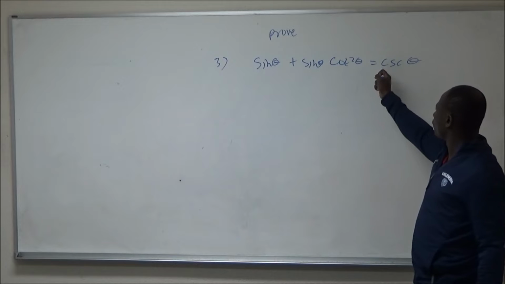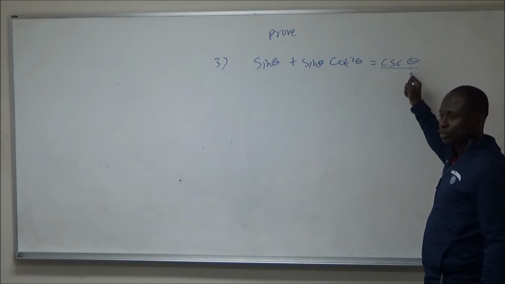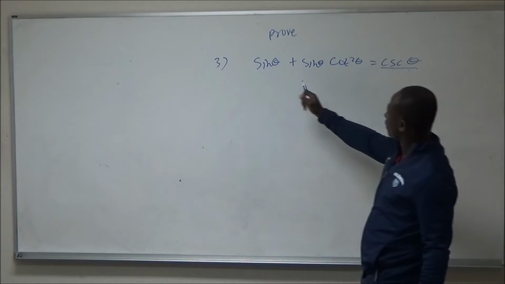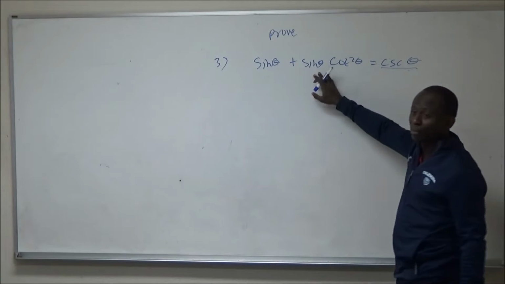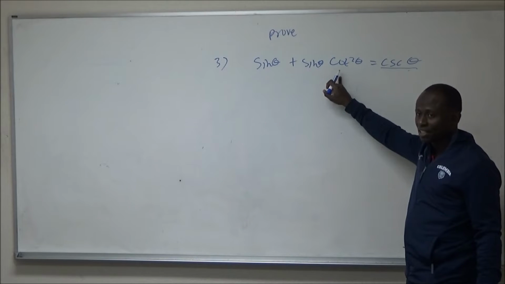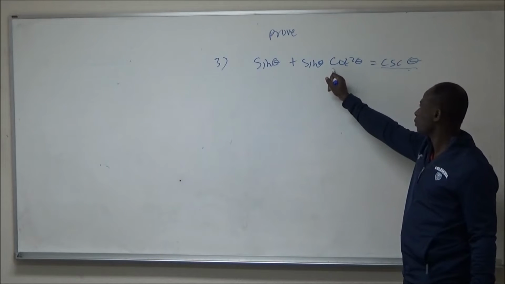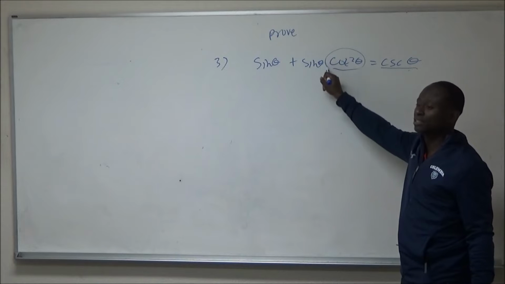So let's look at what we are trying to prove, right? This is 1 over sine theta. This already looks like it's in the right form, but this one is different, right? So this is the one you change. We're not going to do it, but this is the one that you have to change.